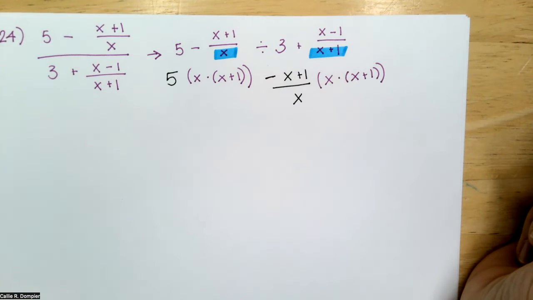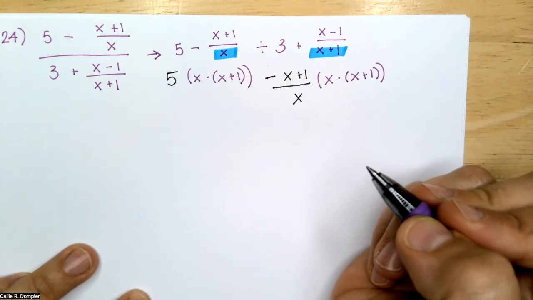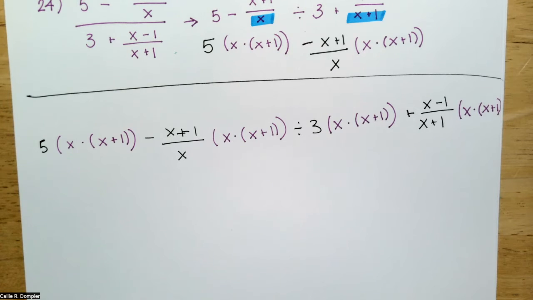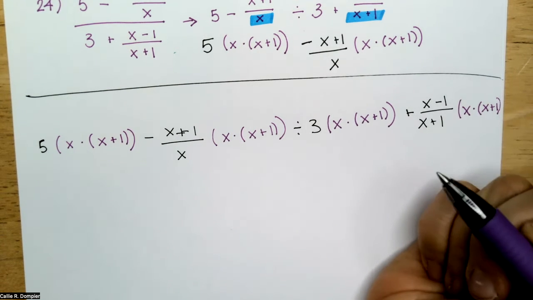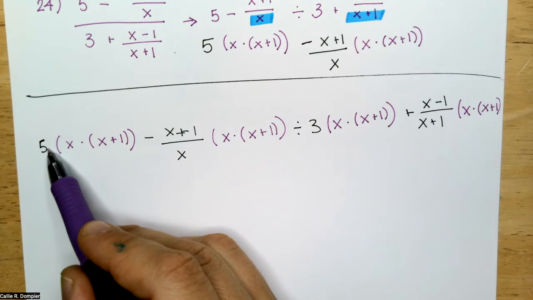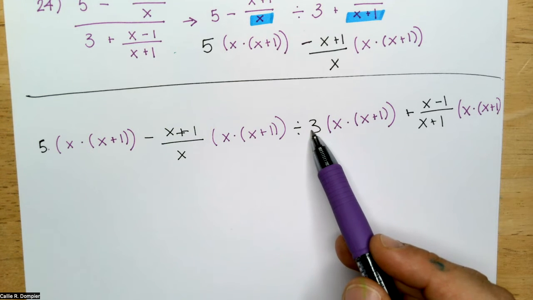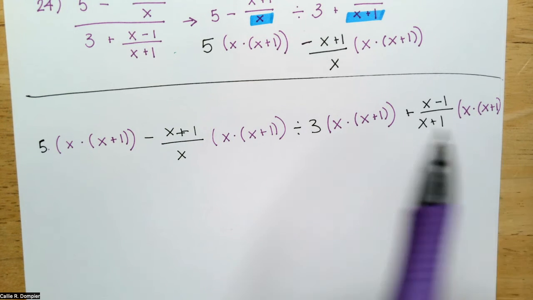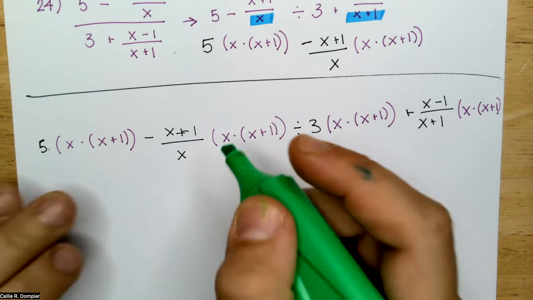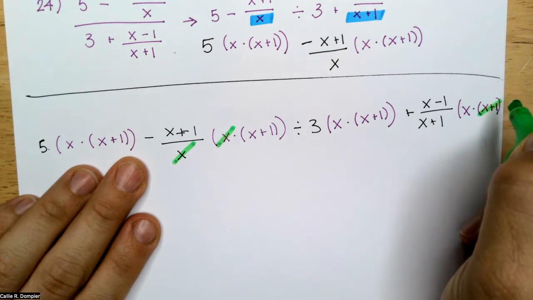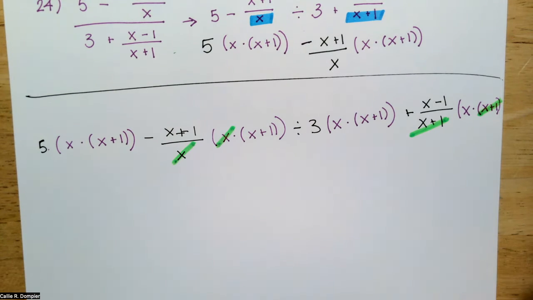Of course, I've run out of room. I'm going to pause. All right, I rewrote it. I write very crooked. So I'm multiplying that term by x times x plus 1, that term by x times x plus 1, that term by x times x plus 1, and that term by x times x plus 1. The reason is that this x is going to eliminate this one, and this x plus 1 is going to eliminate that one. Everything else we have to multiply all the way through.